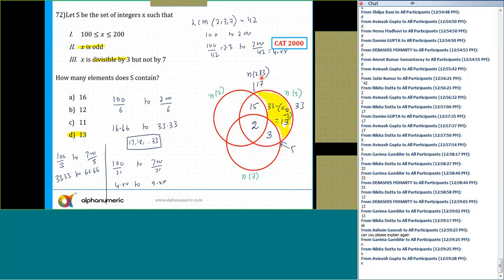Similarly, the LCM of 2 and 3 is 6. How many numbers are multiples of 6? 17 numbers. So this is 17 minus 2, this portion is 15. And the LCM of 3 and 7 is 21. How many numbers are multiples of 21? 5. So here it is 2, so this is 3. And the number of multiples of 3 in this range is 33. So from 33, subtract these 3, and I get 30.